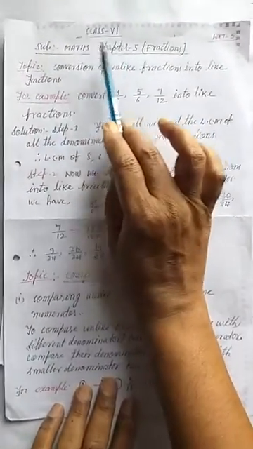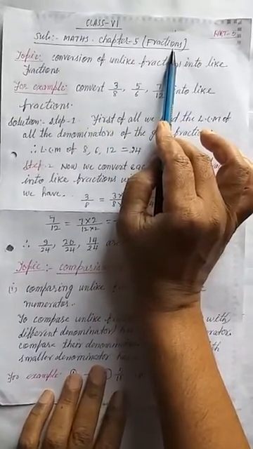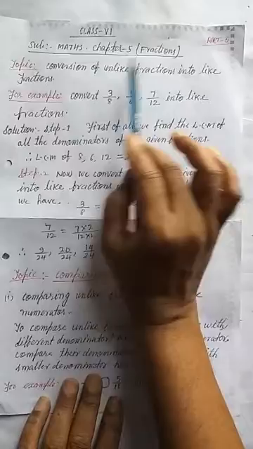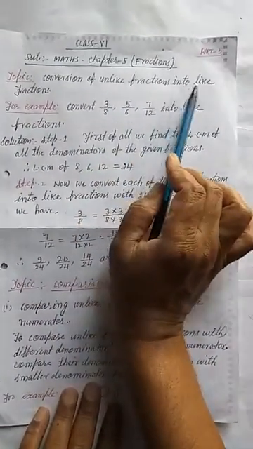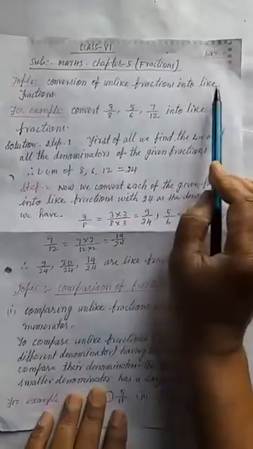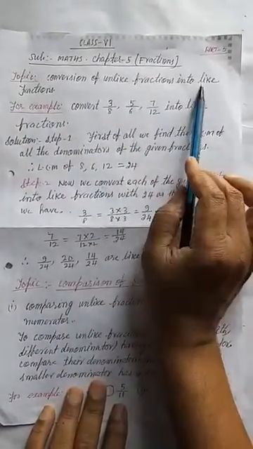Class 6, subject math, chapter 5, fractions. I already taught the earlier topic. Now, today our topic is conversion of unlike fractions into like fractions. Like fractions I have already explained, but now I want to explain once again.